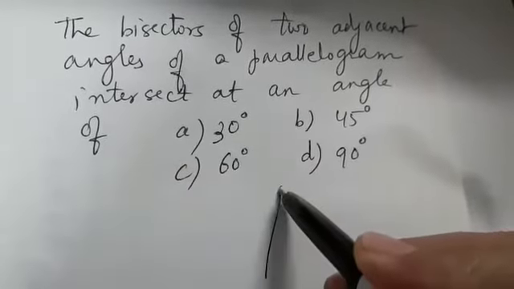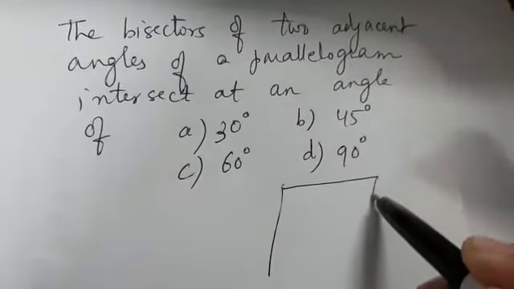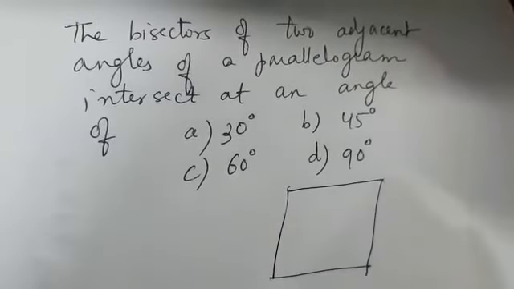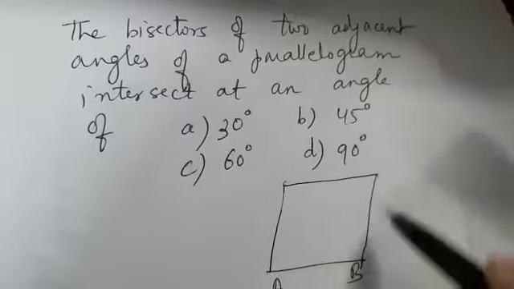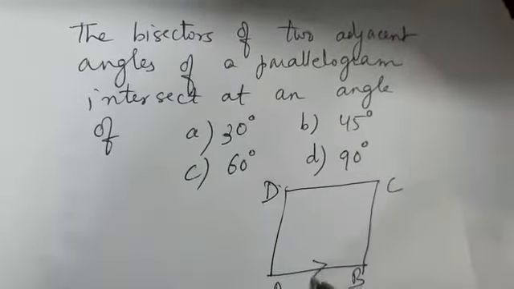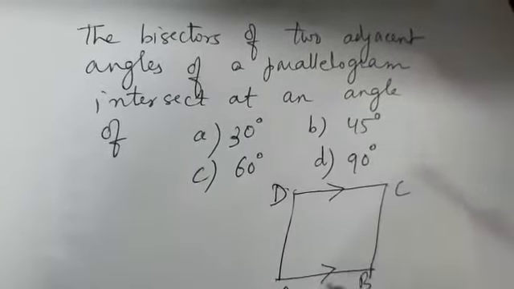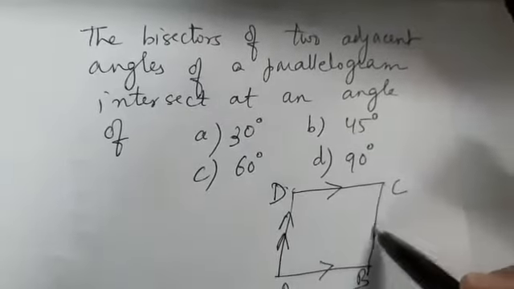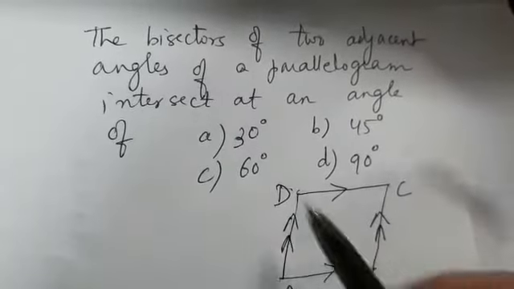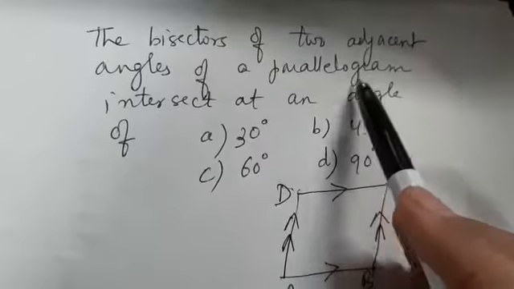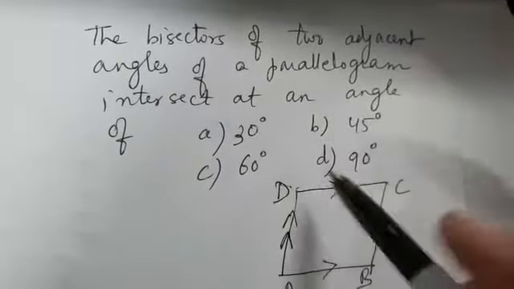So, you know that a quadrilateral is a parallelogram when both pairs of opposite sides are parallel to each other. So, here we have A, B, C, D as a parallelogram. So, we see AB is parallel to CD and AD is parallel to BC. Now, the bisectors of the adjacent angles of a parallelogram. I hope you know what adjacent angles are.